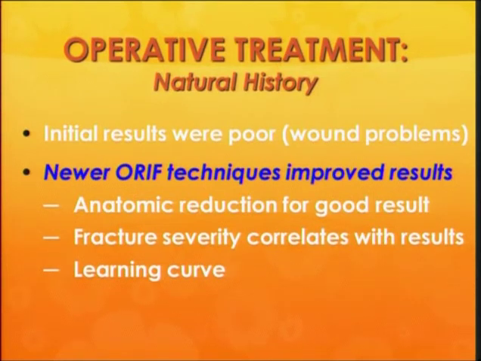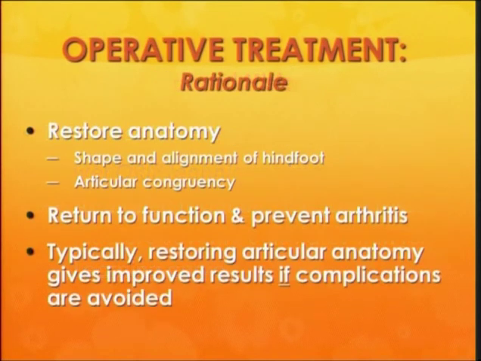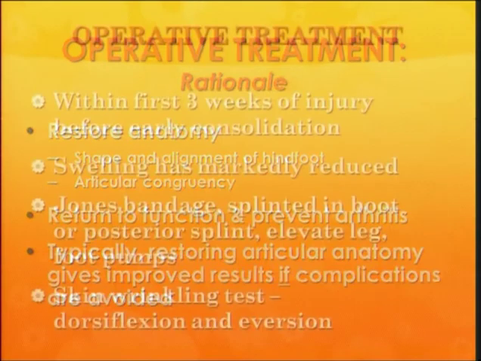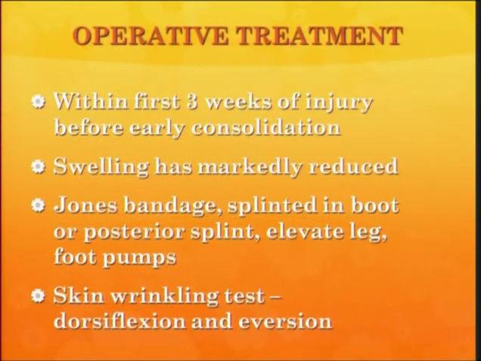The principles behind it are anatomic reduction and understanding how to reconstitute the shape, restoring anatomy and getting them to restore their function and prevent subsequent arthritis. This is what operative intervention aims to achieve. And within the first 3 weeks of the injury, if the swelling allows, you get the Jones bandage off and then put them up for surgery.